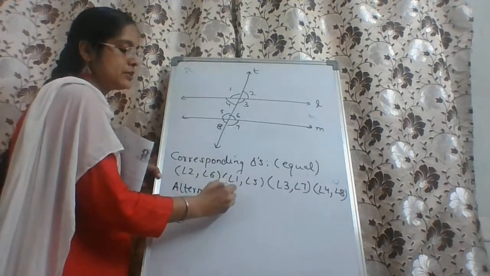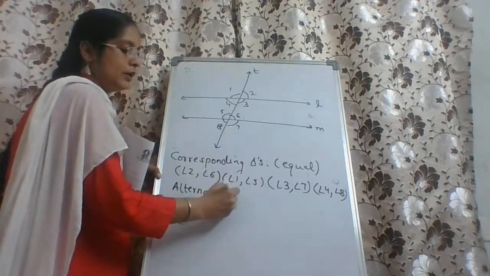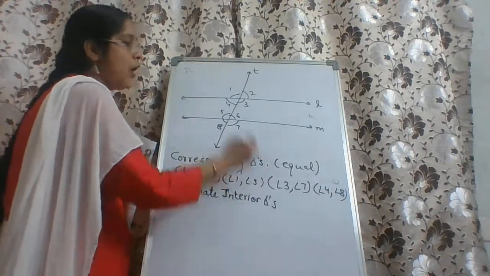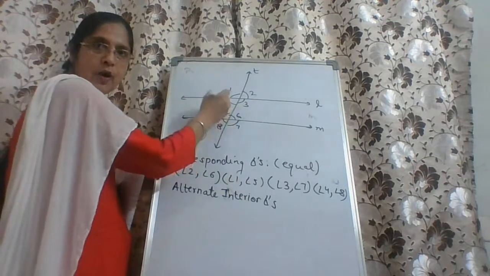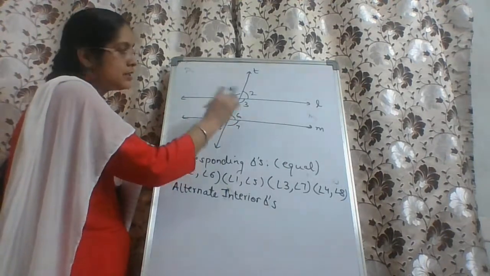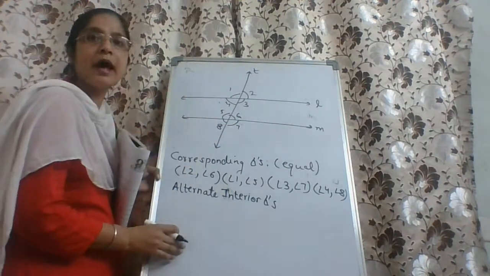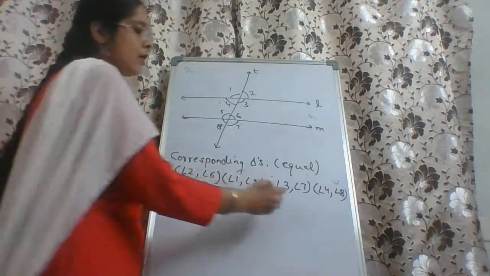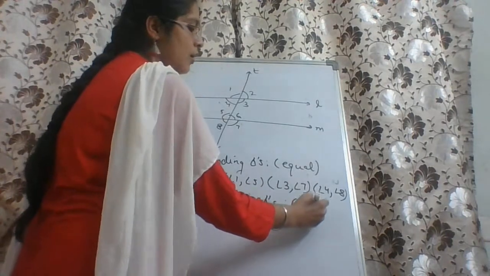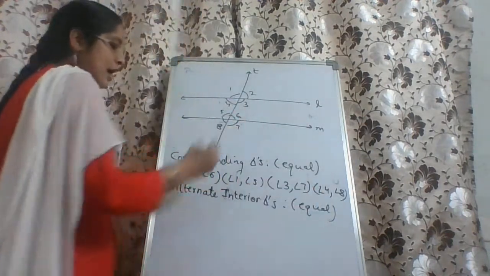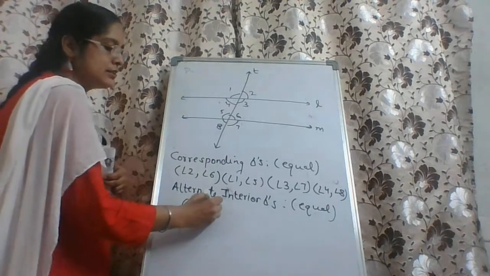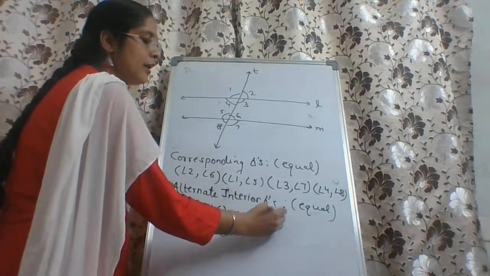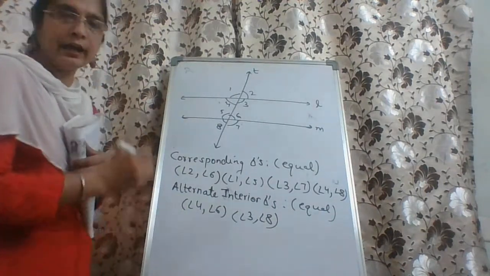Coming to the next angles, alternate interior angles. Name itself suggests it is alternate angle, it is interior angle. These are on alternate sides of the transversal, interior of the parallel lines. So they are alternate interior angles. Here also the condition is they are always equal. Angle 4 and angle 6, angle 3 and angle 8. They are alternate interior angles.